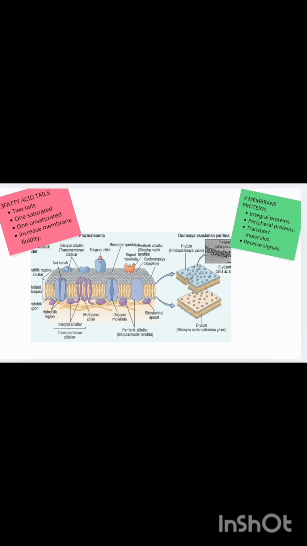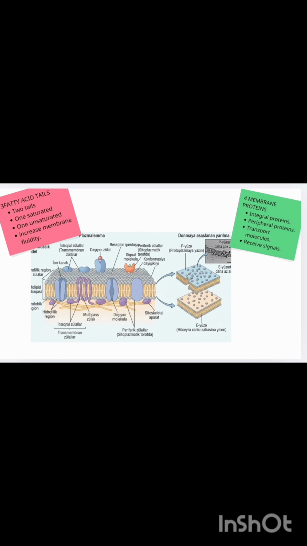Usually one fatty acid tail is saturated and the other is unsaturated. The unsaturated tail has a bend, so the phospholipids cannot pack tightly together. This makes the membrane more flexible.